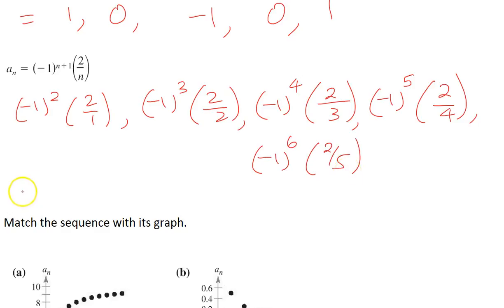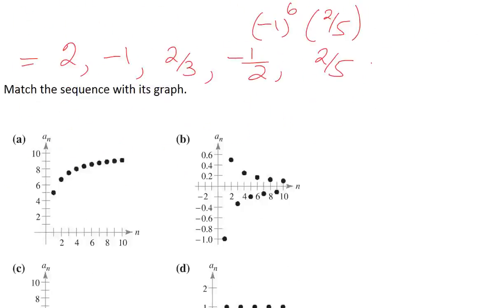Alright, tidy up. That's 1 times 2. Negative 1 times 1. 1 times 2/3. Negative 1 times a half. This is 1 times 2/5. Those are the first 5 terms.